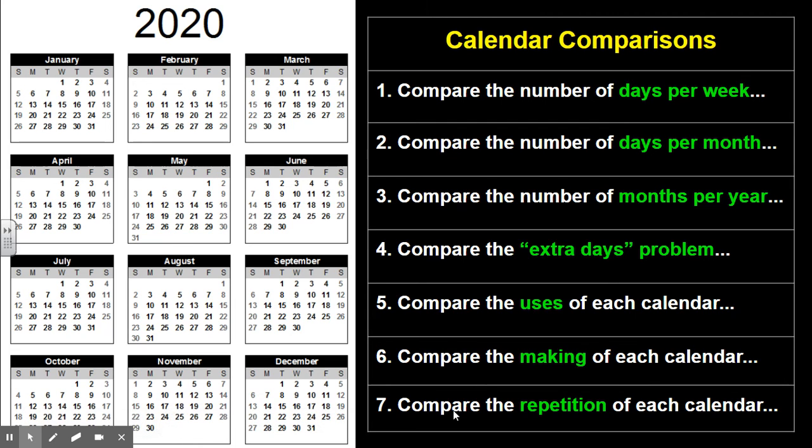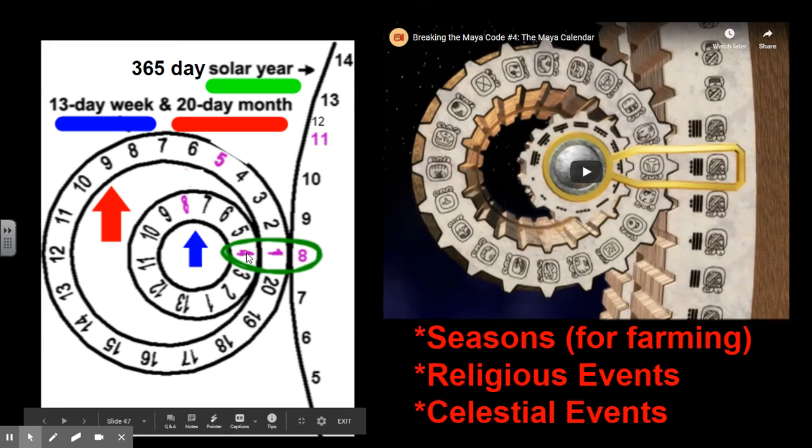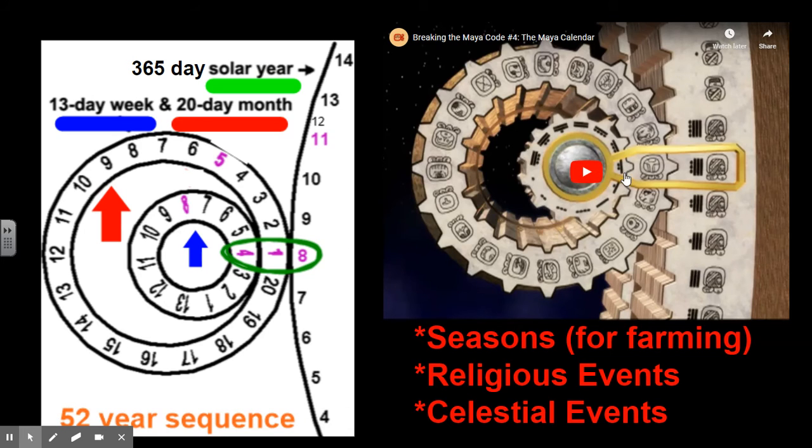All right, number 7, the last one here, comparing the repetition of each calendar. Now, what do I mean by repetition? Well, if we go back to the Mayan calendar, I told you all that every time this sequence clicks, just like in the video, every time this window right here has a specific pattern in it, that pattern will not repeat for 52 years, but it will repeat. So every 52 years, that calendar would be exactly the same. Let's just call it 4, 1, and 8 as an example. You would have 4, 1, and 8 again 52 years later.